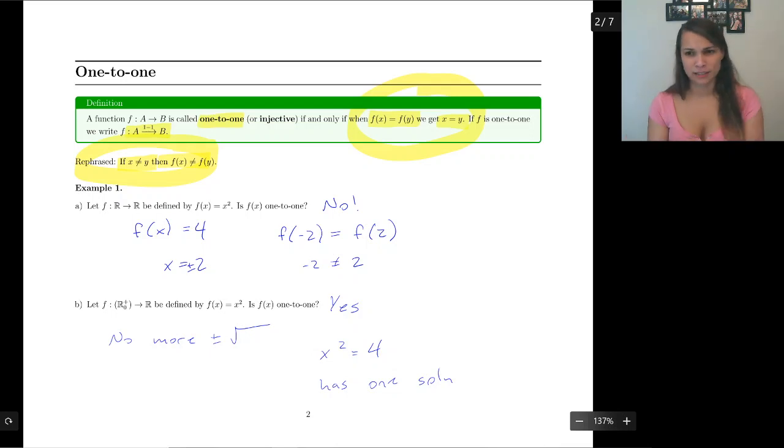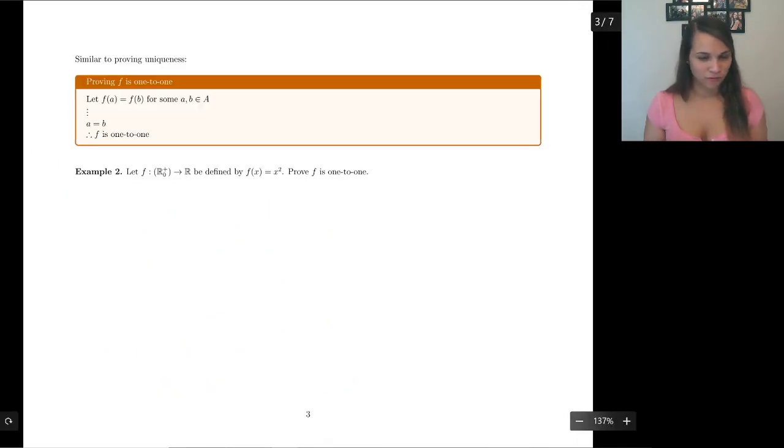But how do we prove this? This is not a proof. This is an example of, okay, I can see how that works. This is not a proof. How do we prove that? Very similar to uniqueness. You start with assuming that f of a is equal to f of b, and you will eventually work down to the fact that a is equal to b. Since the inputs have to be equal if the outputs are equal, you conclude that f is one-to-one, because that is the definition. So let's go ahead and try to prove this.